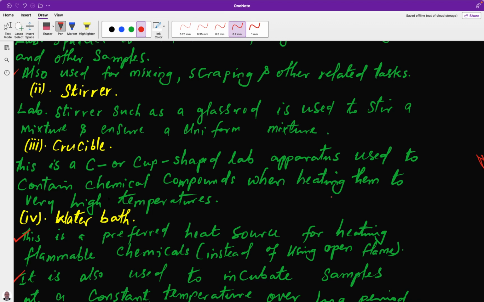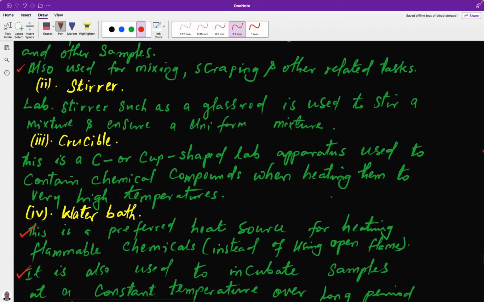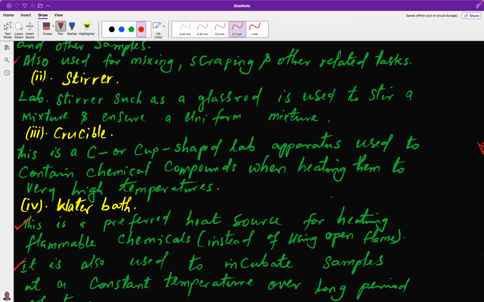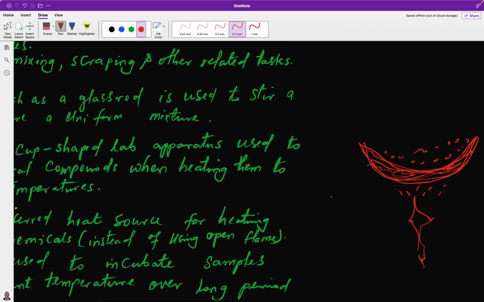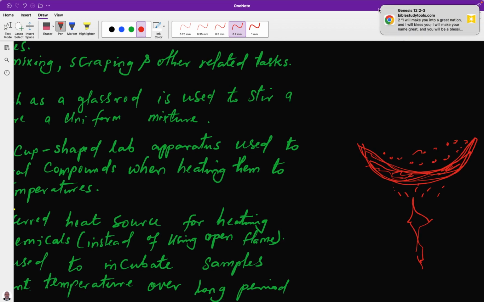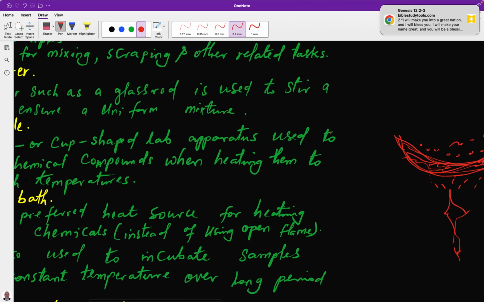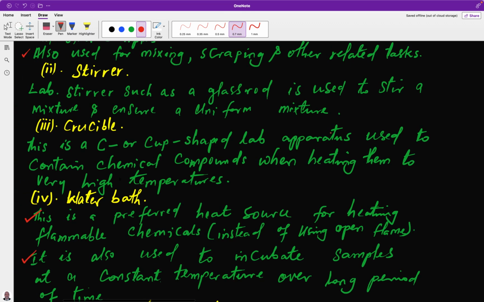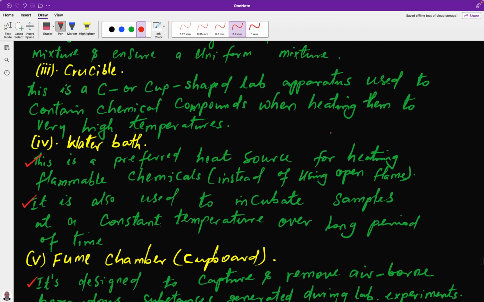A crucible is a cup-shaped lab apparatus used to contain chemical compounds when heating them to a very high temperature, like this. So you can use it like that. So it is a cup-shaped lab apparatus used to contain chemical compounds when heating them to a very high temperature. A water bath.